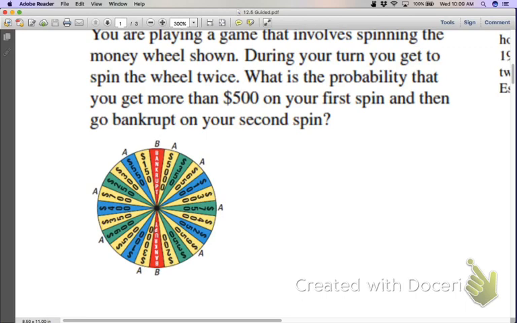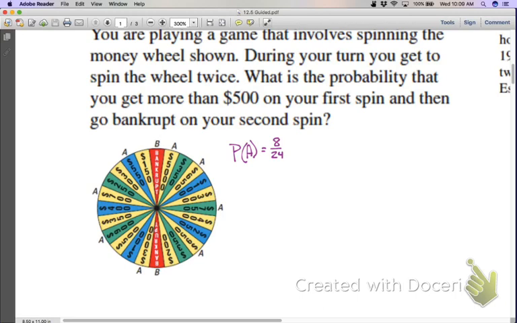If we have anything above $500, basically that's all the ones marked with the letter A. Okay? We have 5,000, we have 650, 750, and so on. So how many of them are marked A? 8 out of how many total? So the probability of the first event happening is 8 out of, what do we say, 24? Okay, so the first event is anything above $500.